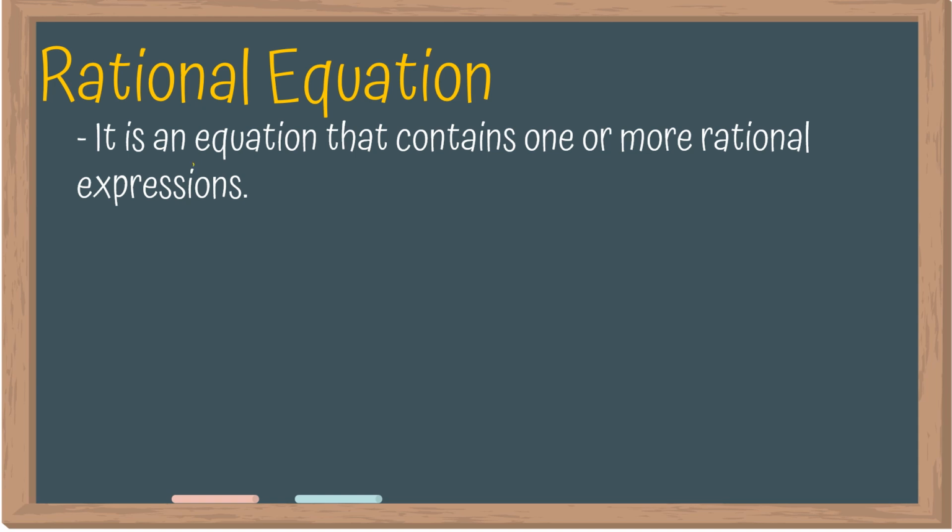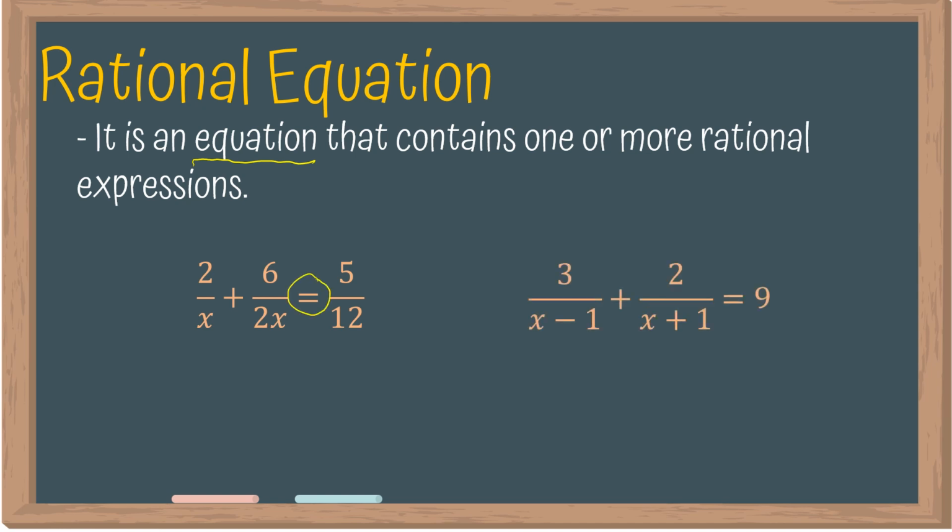So we mention here the word equation. So when we say equation, it has something to do with equality. So kung equality, it involves, of course, the equal sign. So as examples of rational equations, we have this one. 2 over x plus 6 over 2x is equal to 5 over 12. Another example, we have 3 over x minus 1 plus 2 over x plus 1 equals 9. So as you can see, for these two examples, we make use of the equal sign.